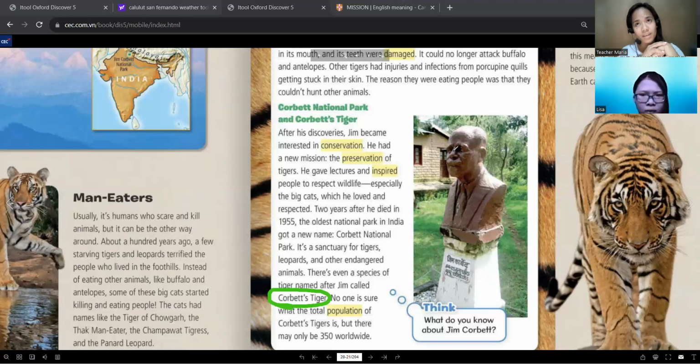Yes, before he was a tiger killer, but now, what is Jim Corbett? Now he is a naturalist. Yes, now he is a naturalist because he tries to save the tigers. Before he killed tigers, but now he tries to conserve and preserve the tigers. Right? He is now a naturalist.